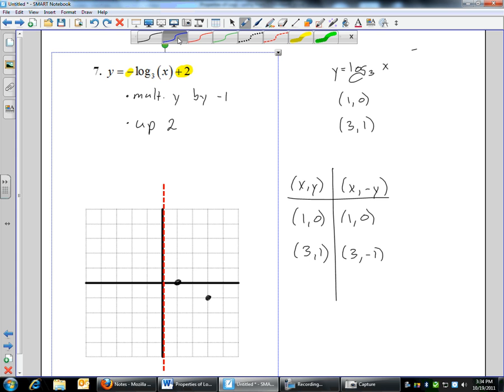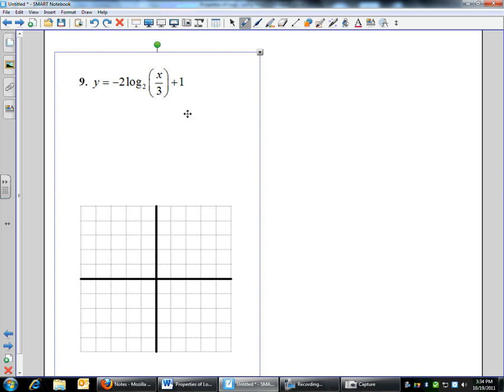And then I need to take these points and shift each one of them up 2. So I'm going to go up 2 units. I'm going to go up 2 units. And this graph is going to come down following the vertical asymptote, hit that point, and then keep going that way. So that's what this graph is going to look like. Multiply the y's by negative 1, shift it up 2, and there's that log graph. Remember to follow that vertical asymptote.